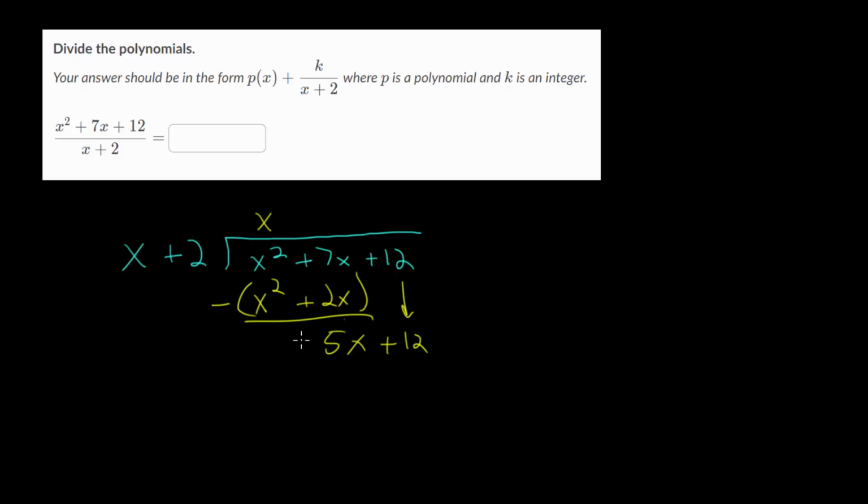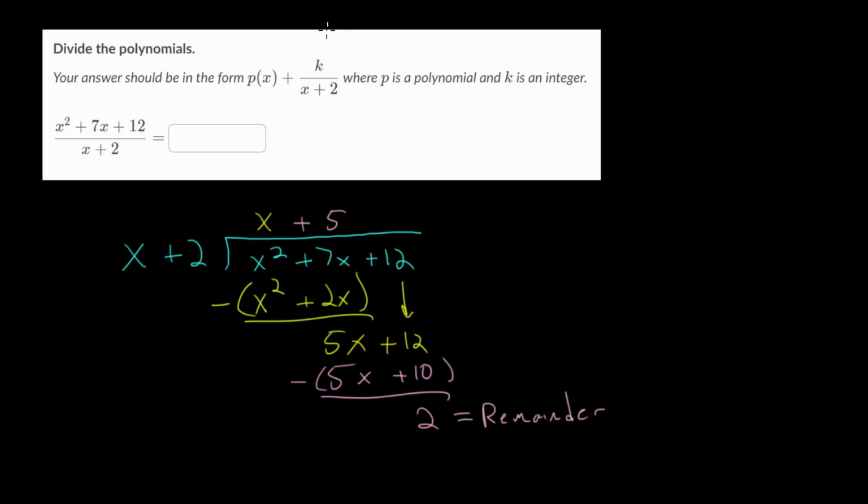So we take our new expression here and we ask, what would we multiply x by to get 5x? And we'd multiply by positive 5. So we now multiply to find that remainder. So 5 times x plus 2 would be 5x plus 10 if we distribute. And we subtract to find that remainder. 5x minus 5x is 0x, which is what we'd expect. And 12 minus 10 is 2. So this here, this is our remainder.